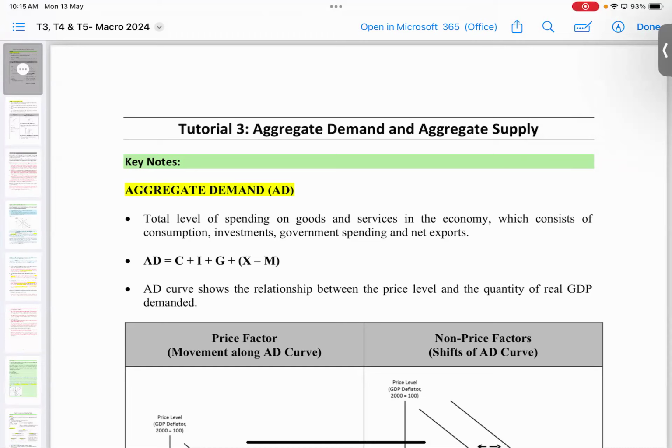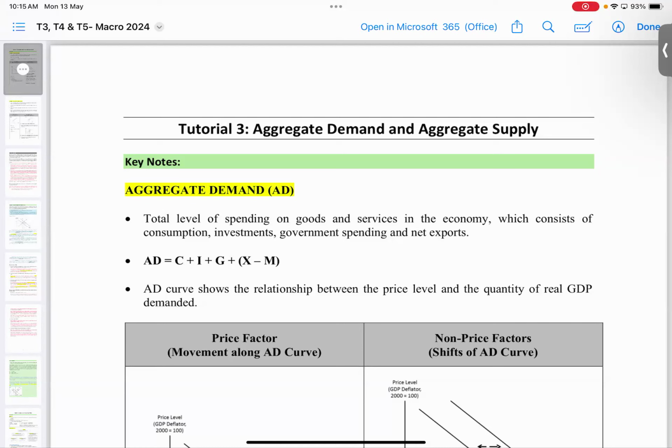The word aggregate means total. So that means I look into the total demand in the economy as well as the total supply in the economy. So for this tutorial here, it is quite direct. We just need to know the graph and also the factors, like for example, the factors that will shift aggregate demand and the factors that will shift aggregate supply.